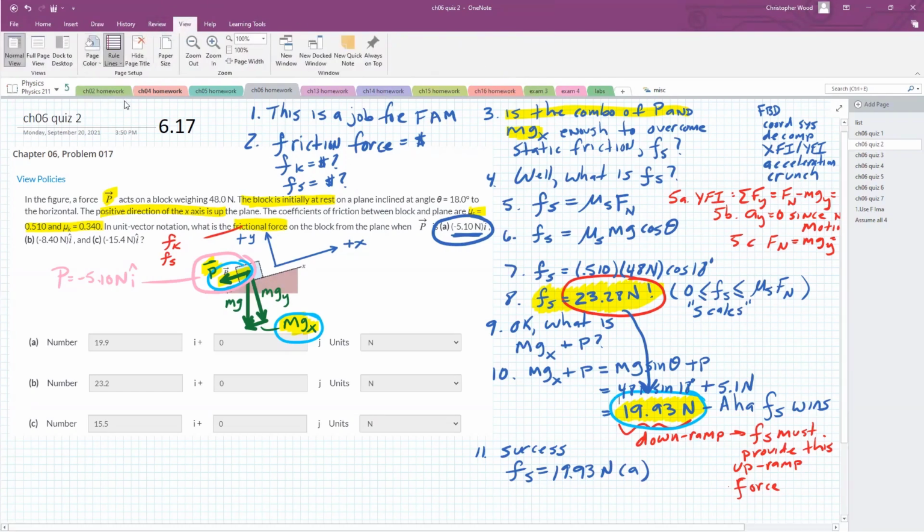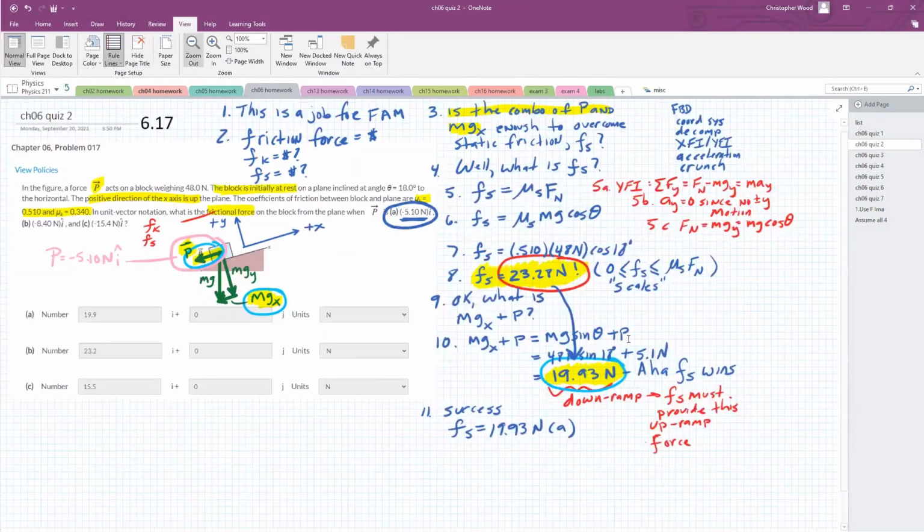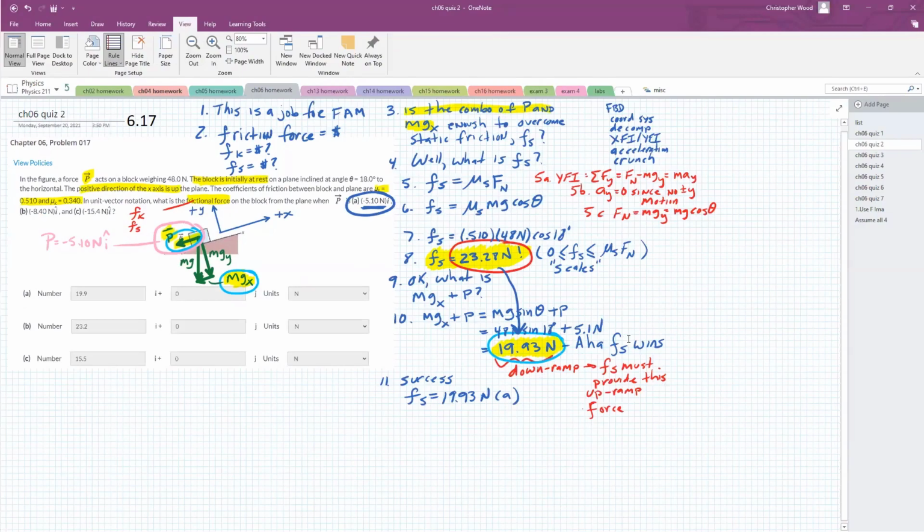All right, let's move on, because now we have a different P force. What happens if you crank up the force? So basically you're saying, I'm getting impatient. I want to move this box down the ramp. So now part B, step 12, is saying, what if this down ramp force P is now 8.4 newtons down the ramp, like that? Everything stays the same. So we can kind of fast track this now, but not cut corners.